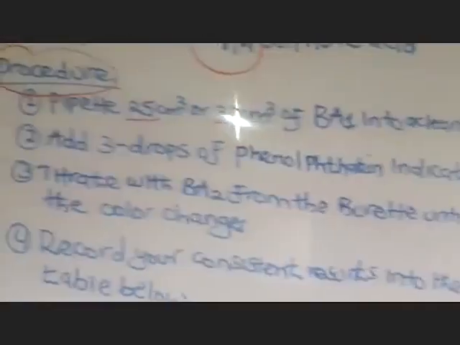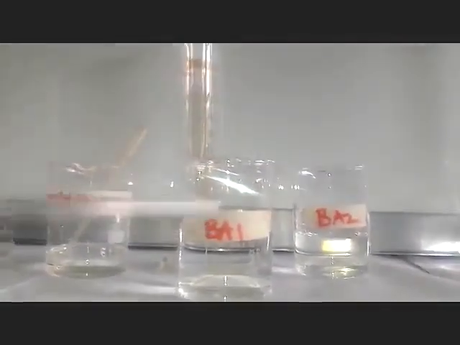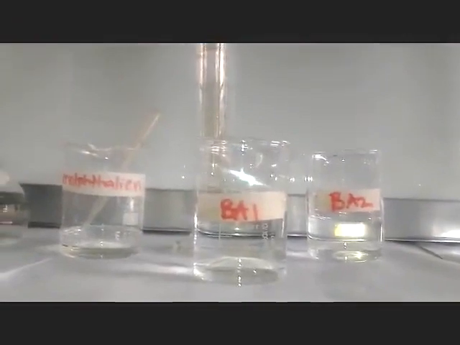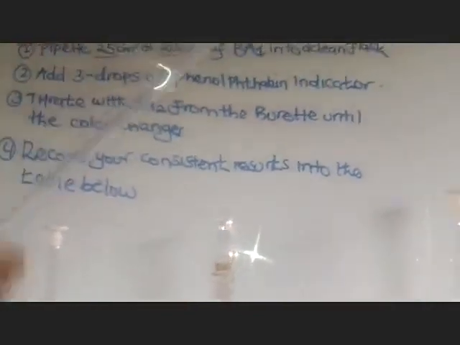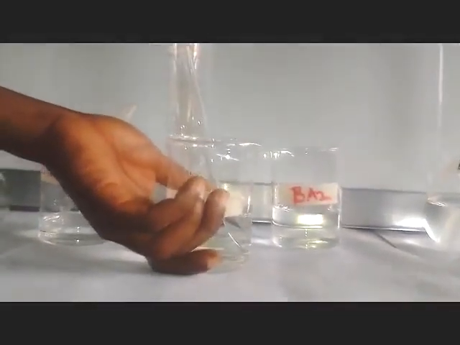So let me begin by pipetting what they have told us. I'm going to obtain my BA1. This is my BA1. This BA1 is what they are telling us here to pipette. So I pipette 25 cubic centimeters of BA1. Pipette means you get your pipette. This is a pipette. You put it in the BA1, as they have told you. After putting it there, you put your mouth and then you suck.